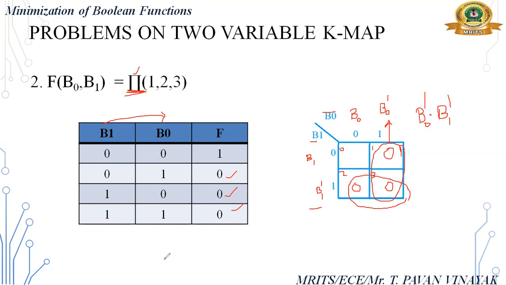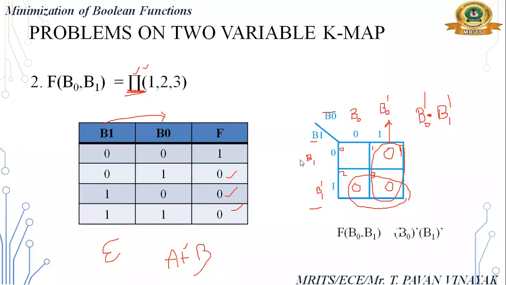In the previous problem, what did you do? You put a plus b because I was given sigma function. Now here I am using pi function. So pi function means put dot. So the final answer is b0 bar into b1 bar. Okay.